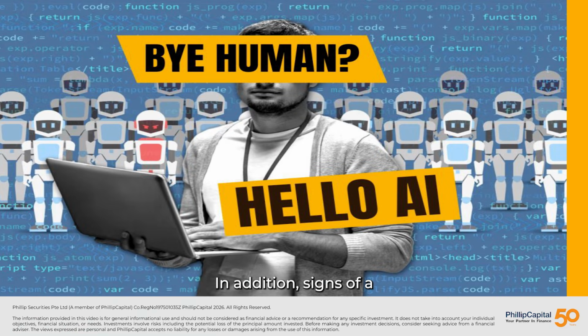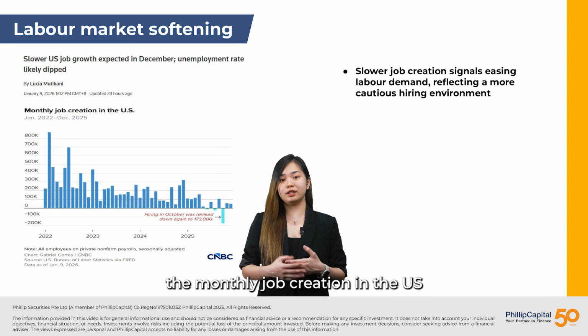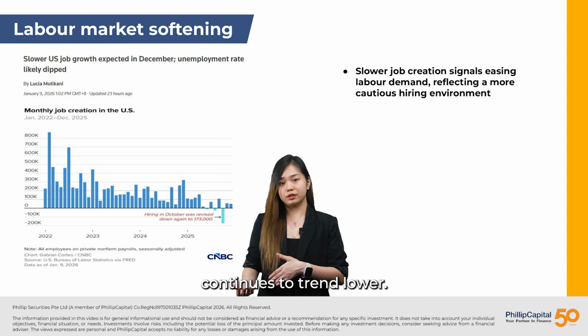In addition, signs of a softening labour market have emerged. Rising unemployment rates and weaker hiring data suggest a cooling job market, prompting the Fed to consider further rate cuts to avoid a sharper economic slowdown. Labour displacement caused by increased automation and the adoption of artificial intelligence has also contributed to job losses across certain sectors, further weighing on employment conditions. Based on the chart, we can see that the monthly job creation in the US continues to trend lower.